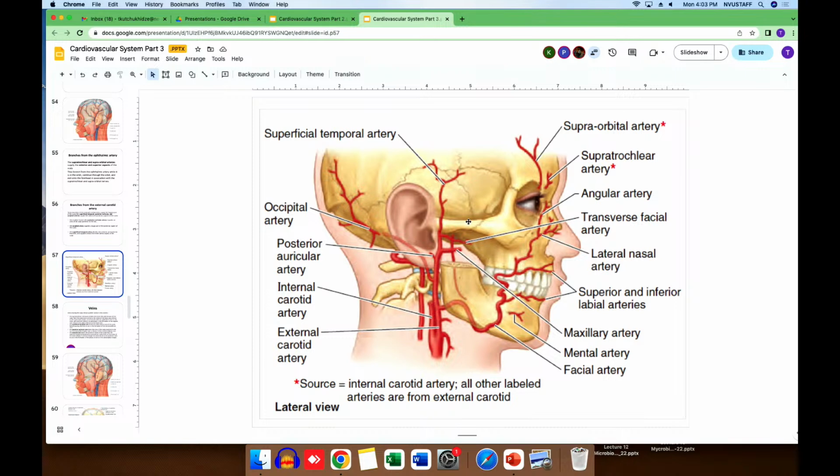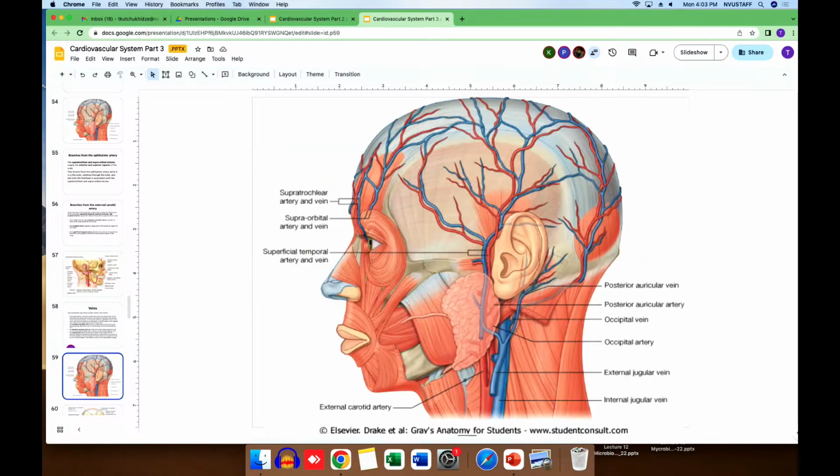Talking about the veins, as I mentioned, they have the same course, and the veins draining the scalp follow the same pattern as the arteries. So we have our supratrochlear and supraorbital veins draining the anterior part of the scalp from the supraciliary arches to the vertex of the head, passing inferiorly to the supraciliary arches, communicating with the ophthalmic veins. So exactly we're talking about this area, right?